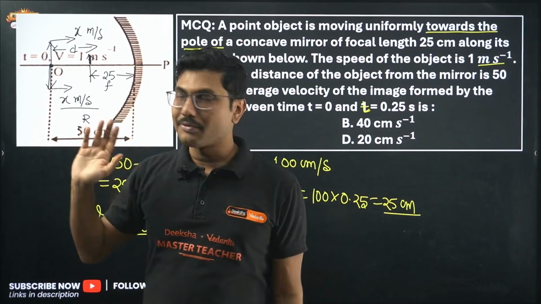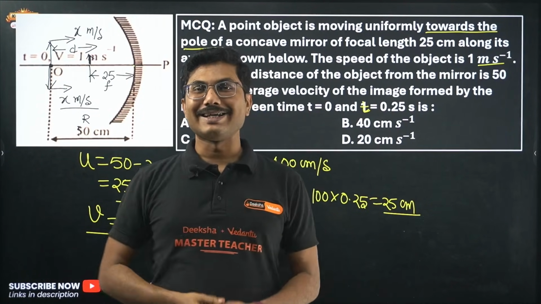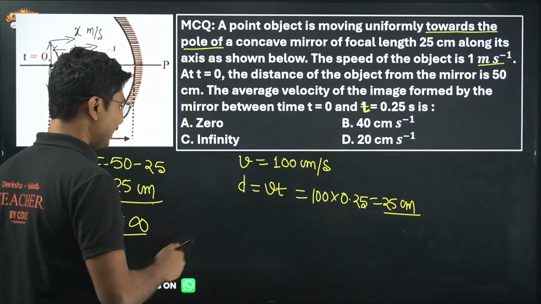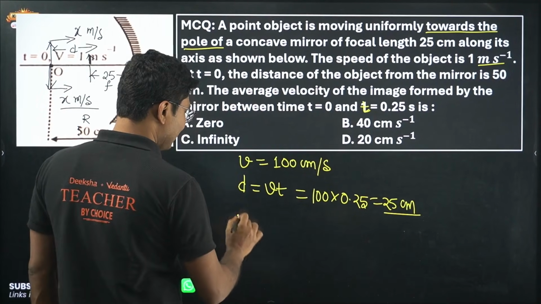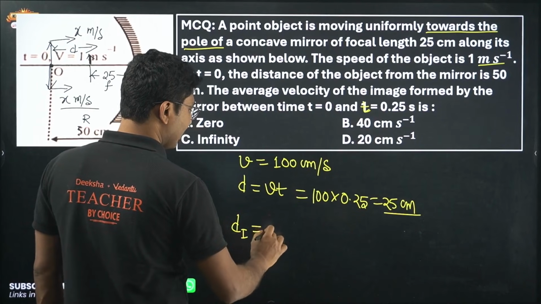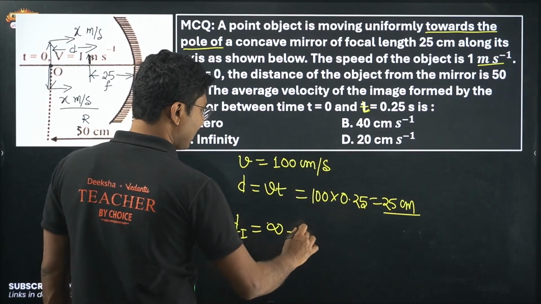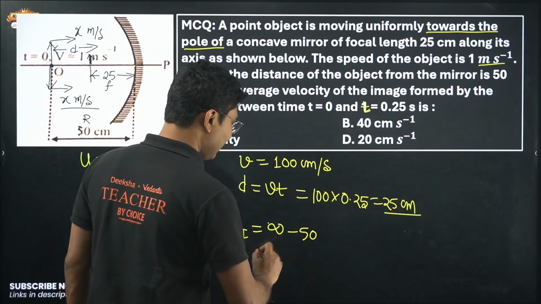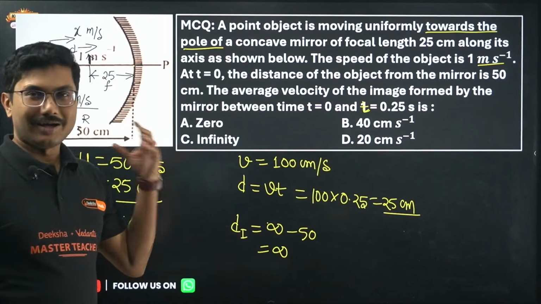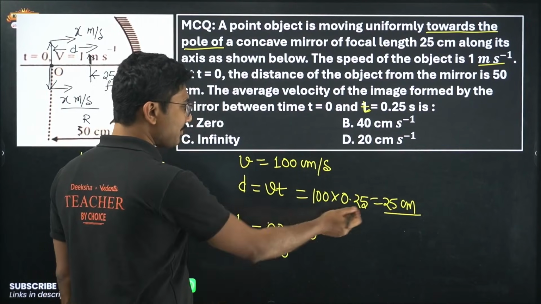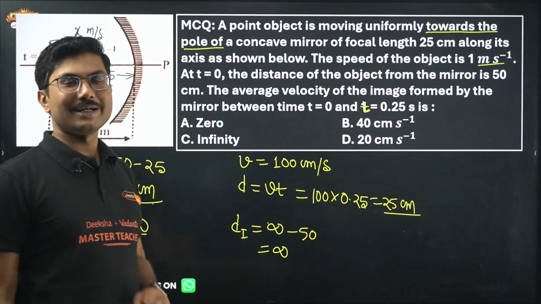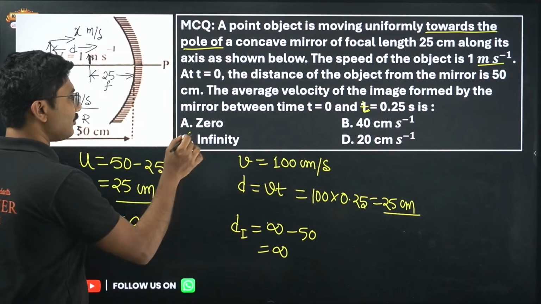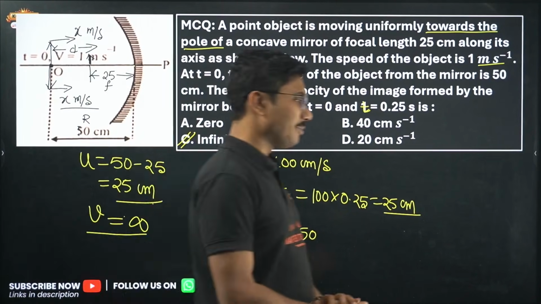In this case it is not required, because the displacement of the image is infinity minus 50, which is again infinity. So the displacement of the image, di, equals infinity, the final position, minus 50, the initial position, and infinity minus anything is still infinity. So the speed is the displacement divided by the time, which is 0.25. Infinity divided by any finite number is still infinity. So the speed of the image will be infinity.